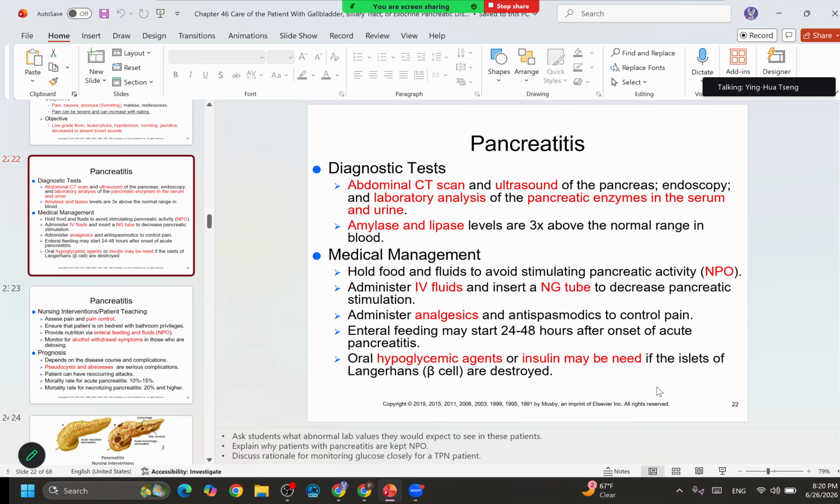Because the amylase and the lipase are digestive enzymes, they should not show in the blood. They should only show in your intestine, in your GI tract. So how come they come into the blood? Because the pancreas got damaged and all these enzymes are not going to your small intestine, but seeping into your blood vessel.